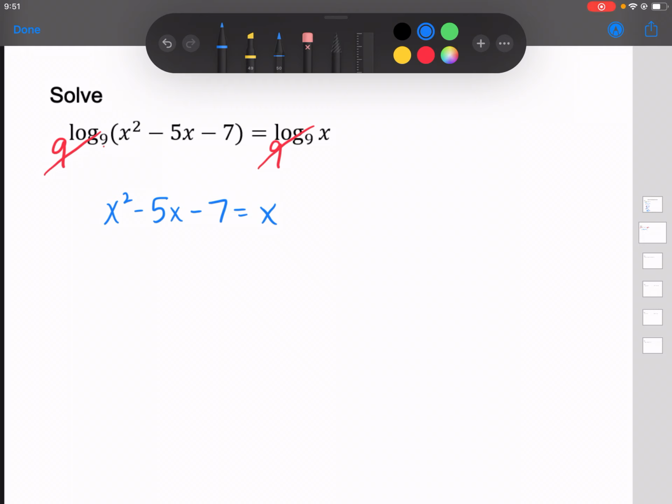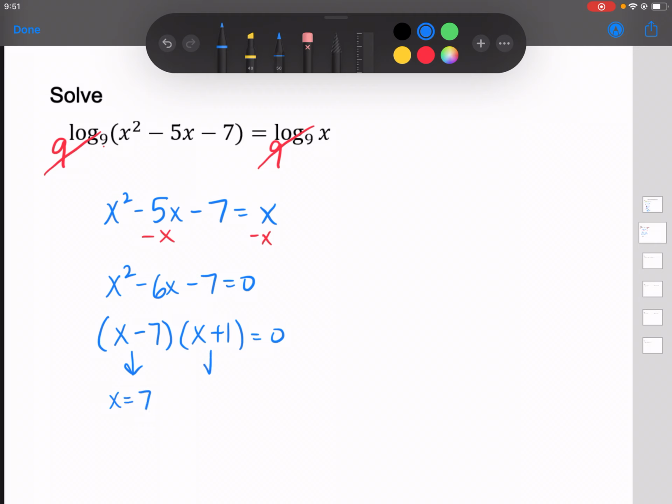Now since there is a quadratic that also has a linear term to it, so that 5x, that tells me I'm going to have to get this all equal to 0. And then factor, our favorite thing, if you couldn't tell. We love factoring. So this factors to x minus 7, x plus 1. So we've got x is equal to positive 7 and x is equal to negative 1.